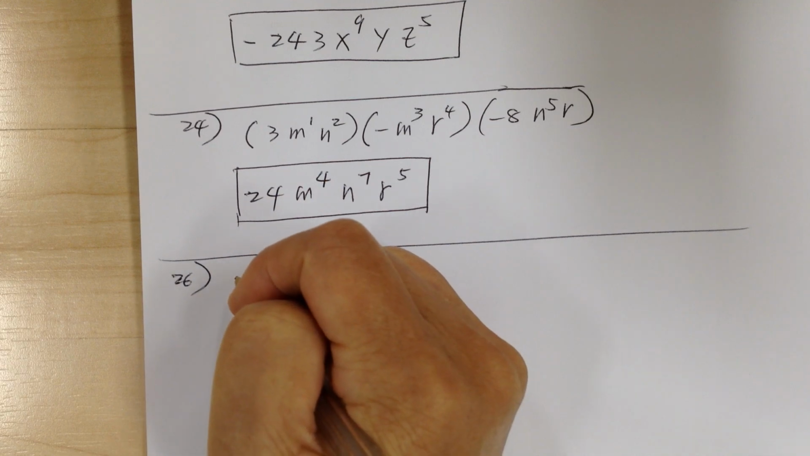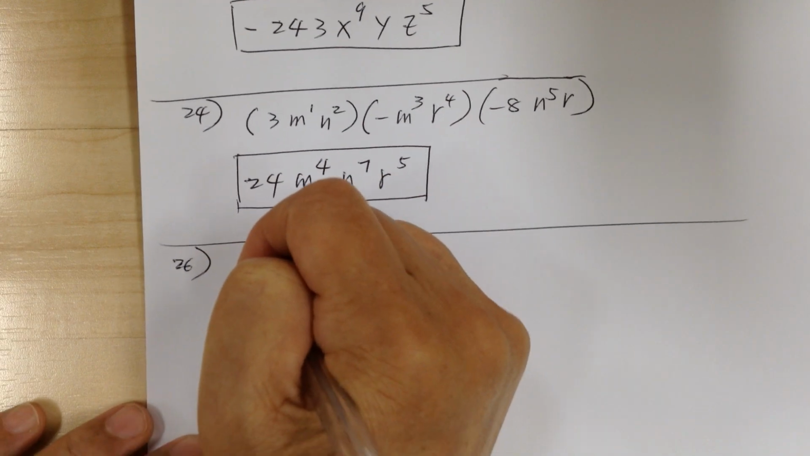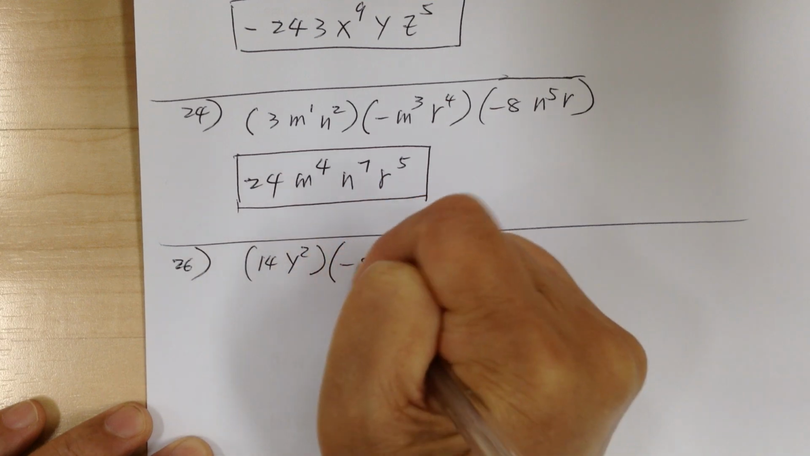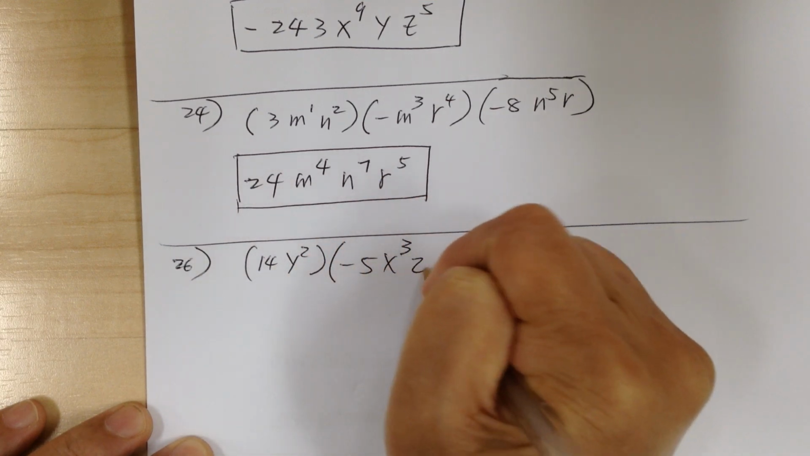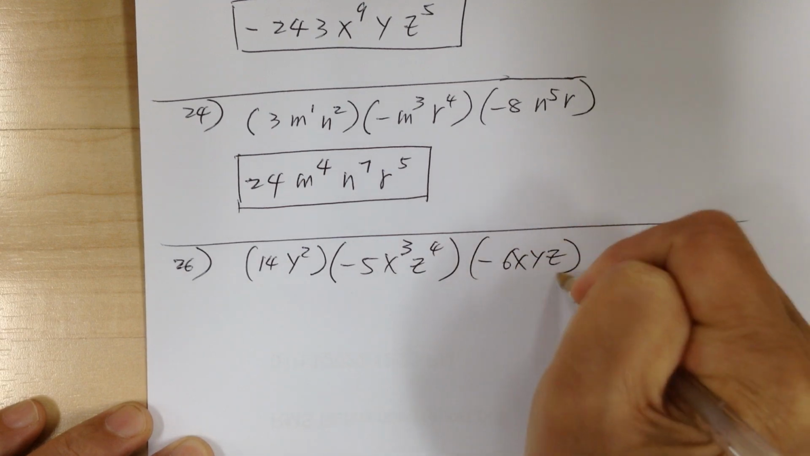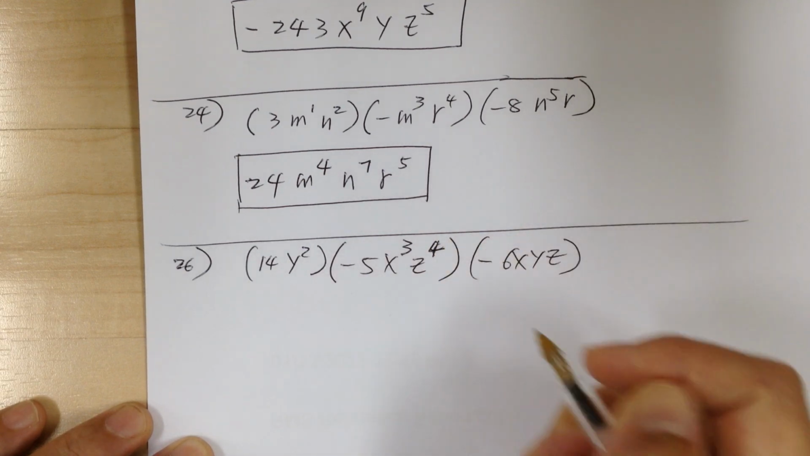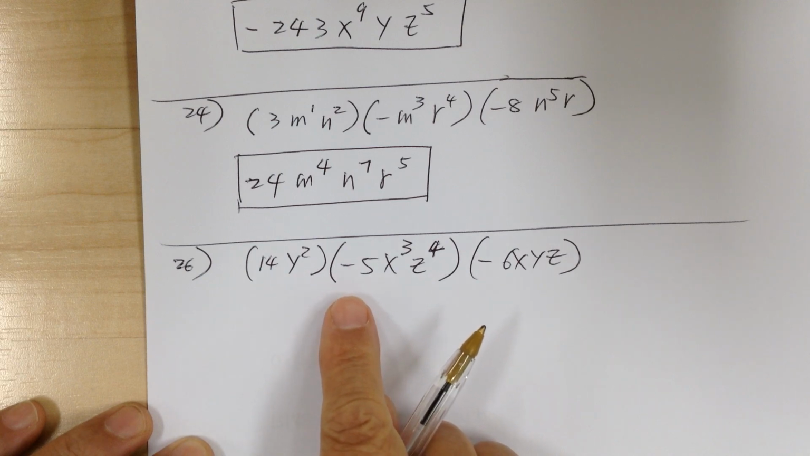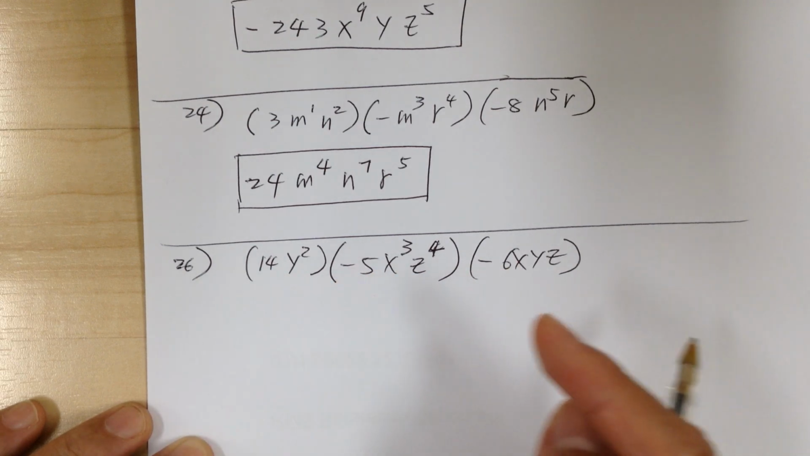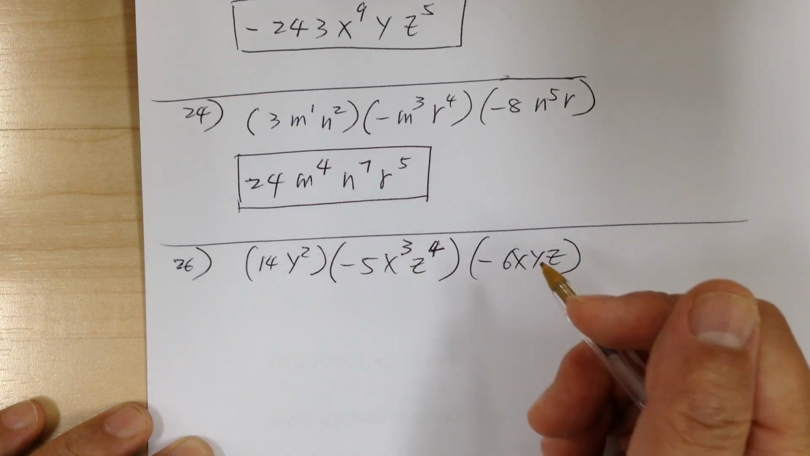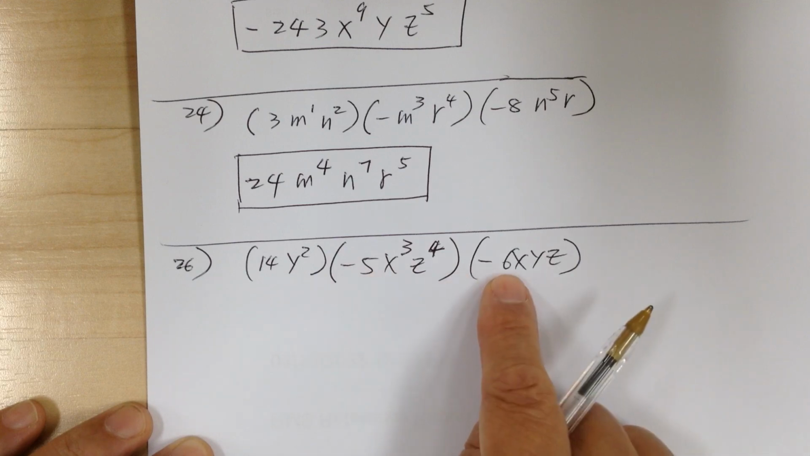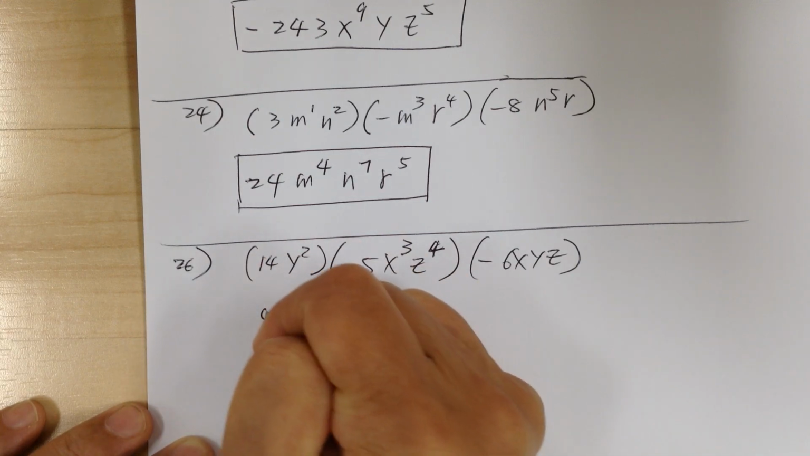Okay, 26. You got 14y squared, negative 5x to the 3, z to the 4, negative 6xyz. Okay, so you can do the sign first. So negative, negative gives you positive, then you do the sign. After the sign, you do the number. Okay, so 14 times 5 is 70. 70 times 6 is 420.